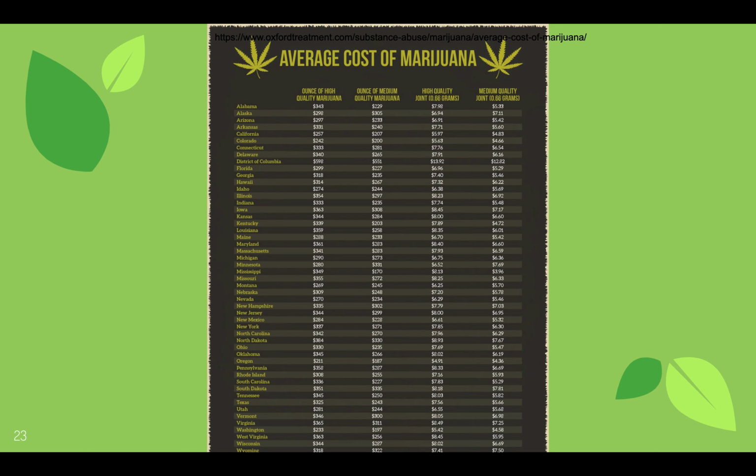This is just a picture of the average cost of marijuana. It goes by ounce of high quality marijuana, ounce of medium quality marijuana, a high quality joint, and a medium quality joint. For our purposes, since we go to school in Virginia, the Virginia cost of an ounce that is high quality is $365. For an ounce of medium quality, it's $311. For a joint that is high quality marijuana, it's $8.47. And for a medium quality joint, it would be $7.25.